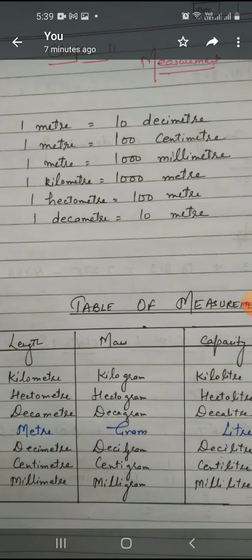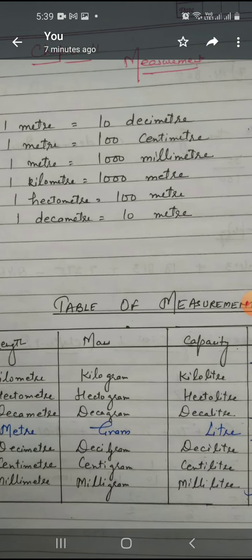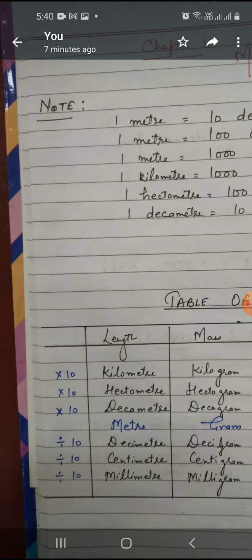So I am going to explain various units of metric measures and conversion of one unit into another, and some real life problems also related to the metric system. So first of all, note this.